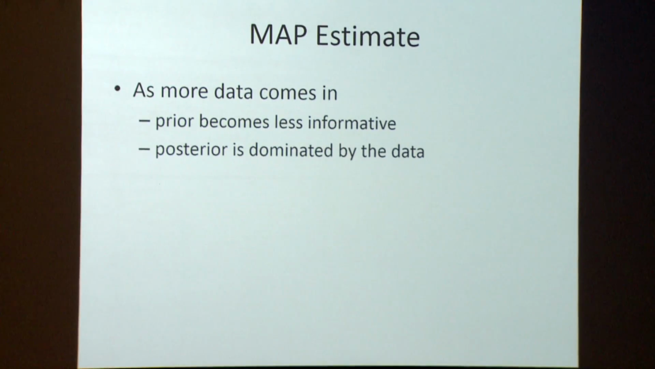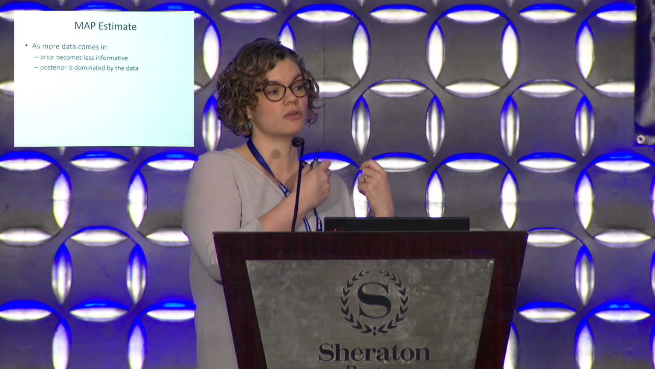So the MAP estimate is this theoretical framework for thinking about how we can marry theory and data. It doesn't have to be one or the other. It can be a theoretical framework that gives us the ability to respect data.